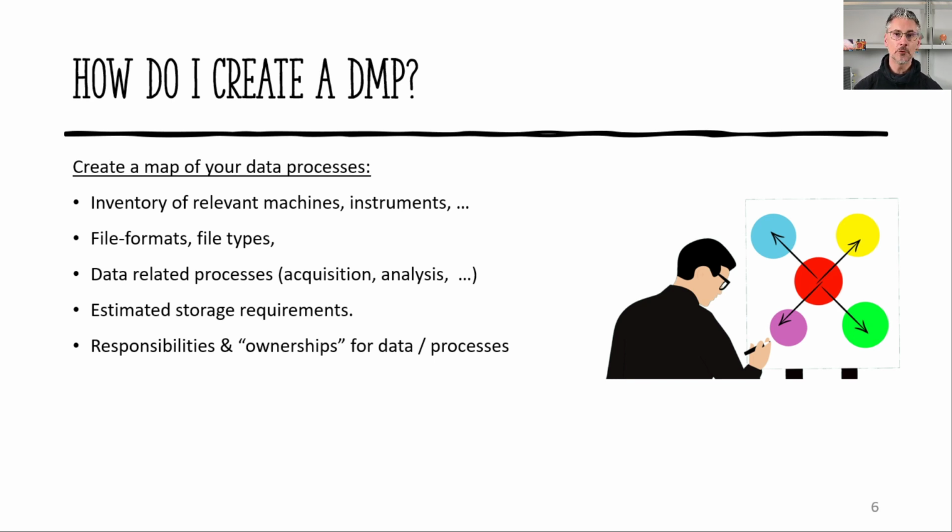And then when we have all these entities in our, shall we say, big mind map, we can also add some responsibilities and ownership for the data and processes. So the organizational side, who is responsible for which part of the data and our data workflows.